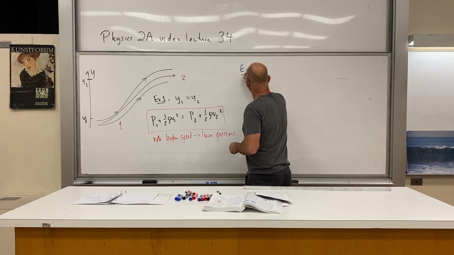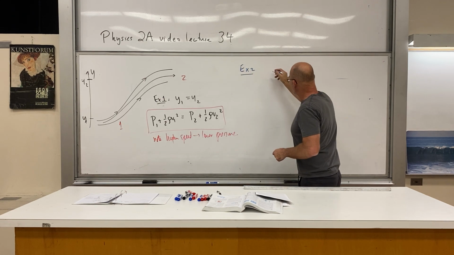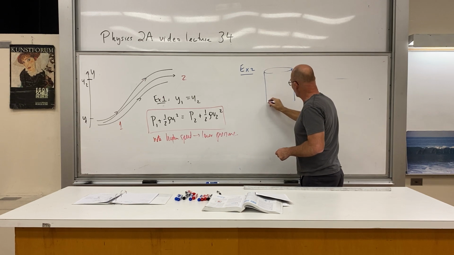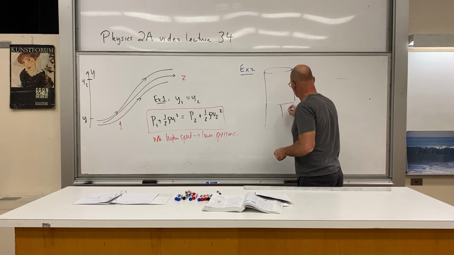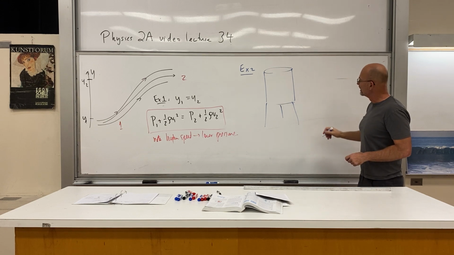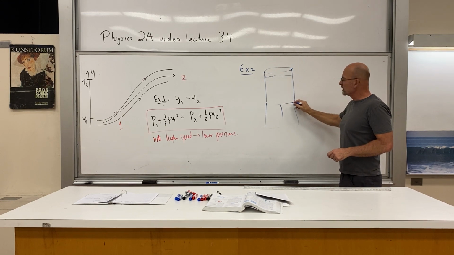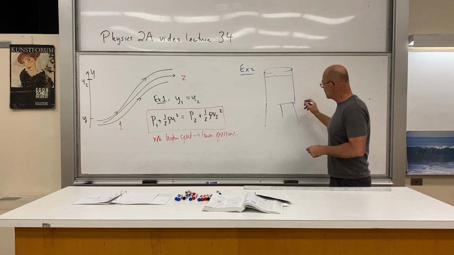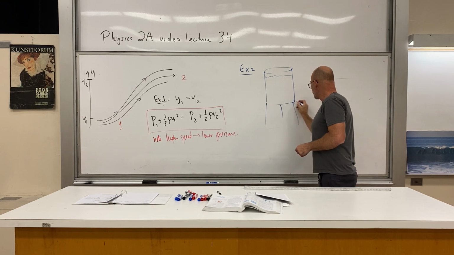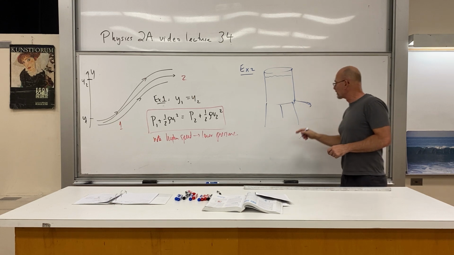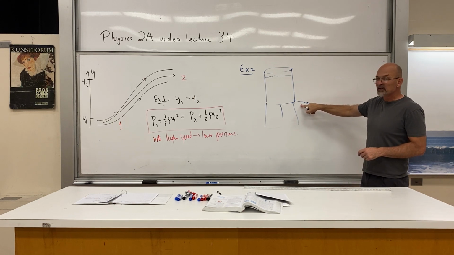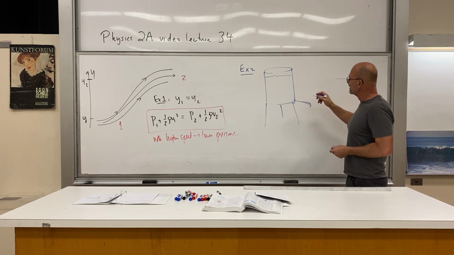Example 2. There's also a problem, I think, in the homework. Suppose you have a big open tank, a big open tank on stilts. It's got water inside, and you shoot a small hole in the tank, and then water comes out. The question is, what's the speed of the water that's coming out of that tank?